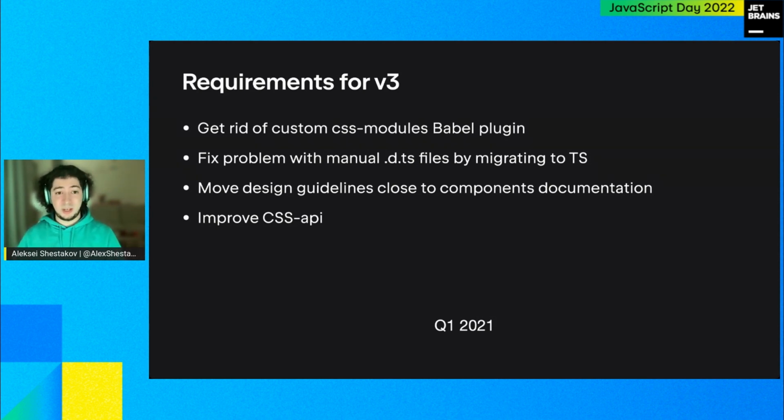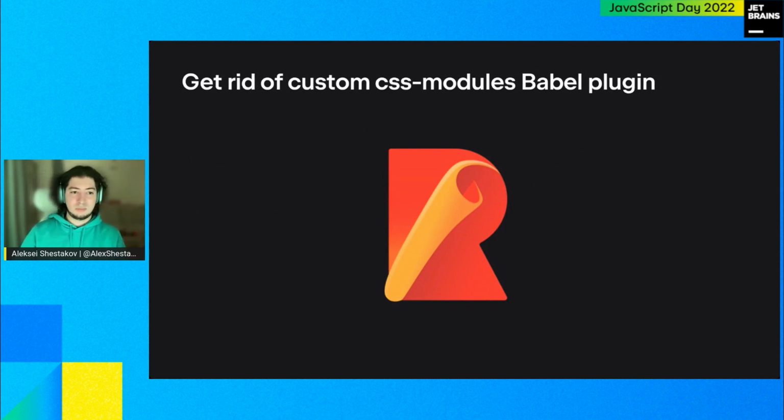Pure CSS API can't be isolated by design, because class names are the actual public API and should be stable, and CSS isolation adds some hashes to CSS classes. So we got rid of the custom CSS modules Babel plugin by adding Rollup. We finally got a build tool with information from the CSS build that can be used inside the JS build.